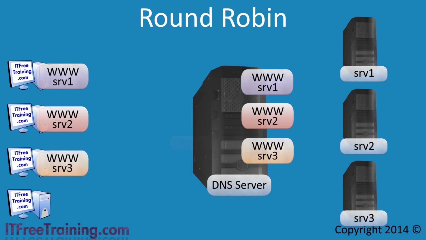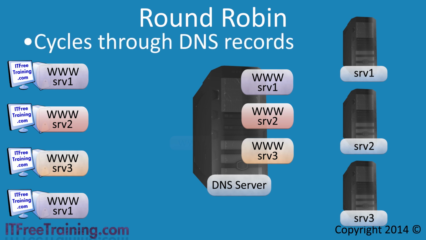When the fourth workstation requests the DNS record for www, this time the DNS server will loop back to the first DNS record. As you can see, when multiple DNS records are present with the same name, the DNS server will simply loop through the available DNS records, returning each DNS record in turn. This process is what is referred to as Round Robin. Round Robin is often used for simple load balancing. It performs load balancing because it distributes the load between servers by cycling through the available DNS records.